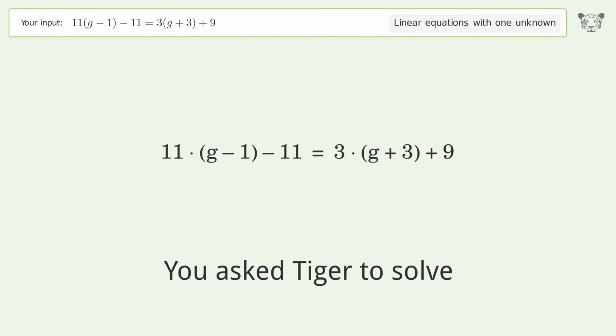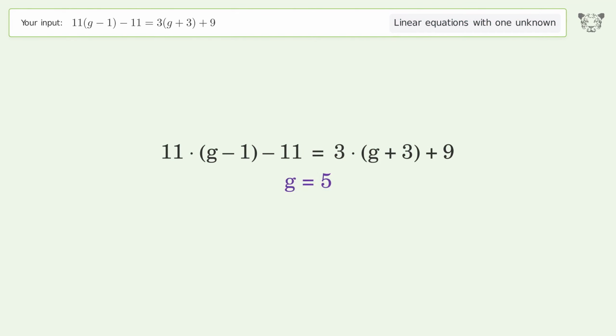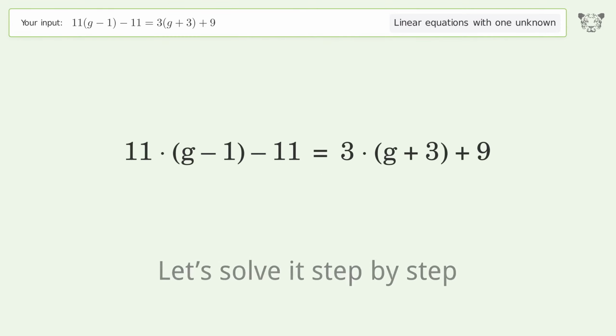You ask Tiger to solve. This deals with linear equations with one unknown. The final result is g=5. Let's solve it step by step.